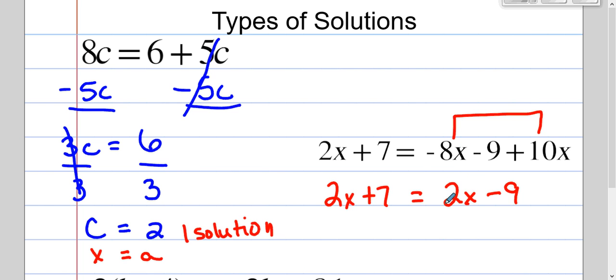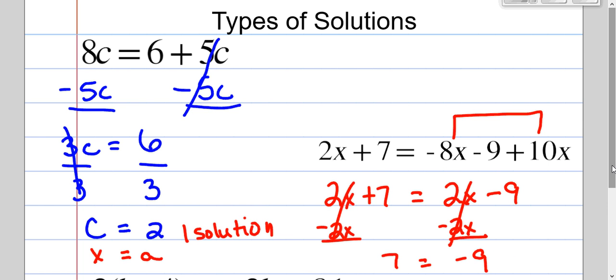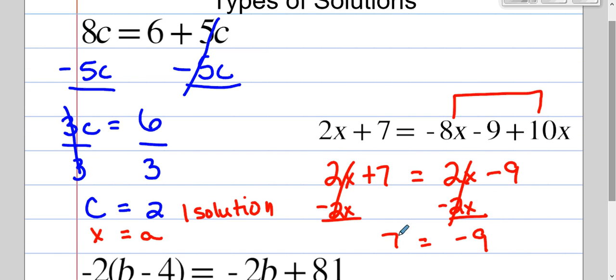So now I'm going to go ahead and try to move this 2x by subtracting it over here. Remember, whatever you do, you got to do the exact same thing on the other side. So if I subtract 2x from here and from here, I'm left with nothing. Well, I'm left with the 7 on the left and then negative 9 on the right. And it says 7 is equal to negative 9. That's not true. That's never true. So that means there are no solutions to this situation.